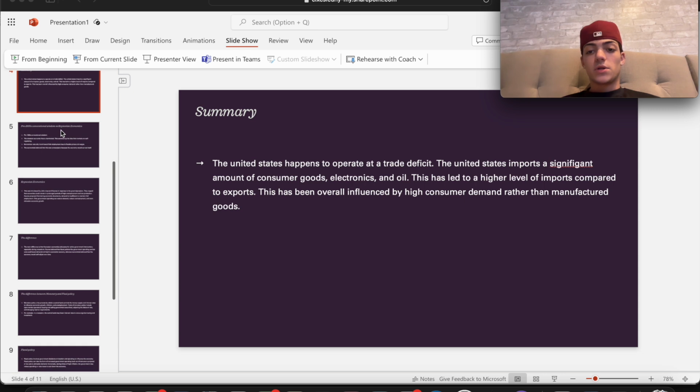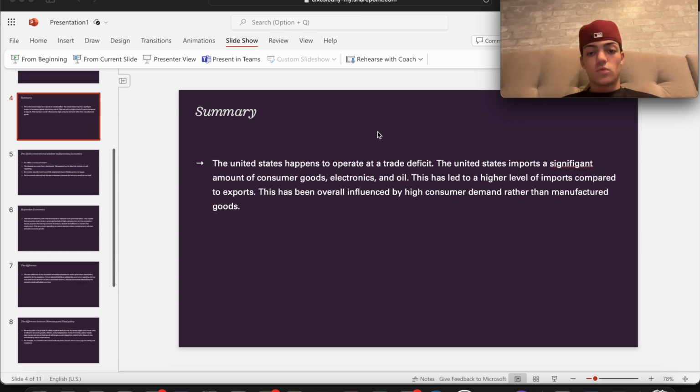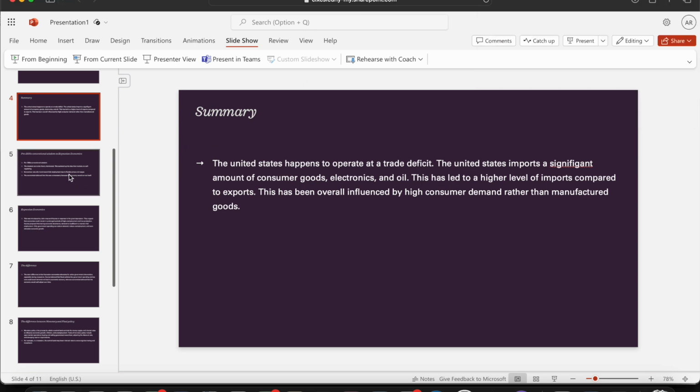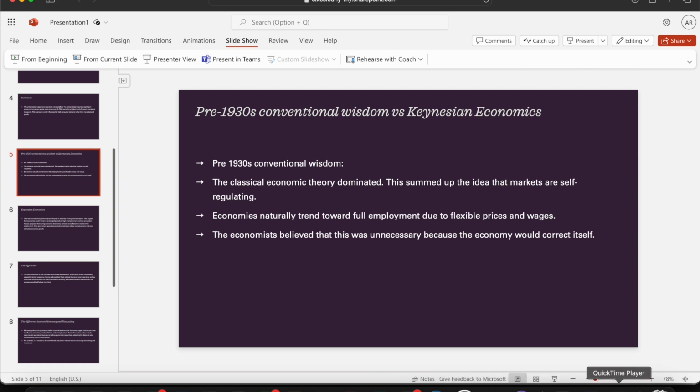So pretty much what it explains is that we, again, get shirts, pants, all of our stuff comes from other countries, and it's not made here. So we're not gaining anything here. We're losing a lot of money there. So on to the next one.